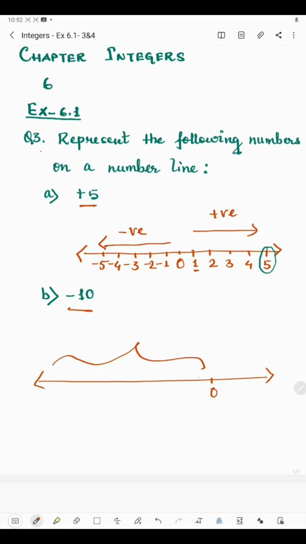So we'll start with -1, -2, -3, -4, -5, -6, -7, -8, -9 and -10. And the right side of 0 is all positive, so 1, 2, 3 and so on. So where is -10 on the number line? Here it is on the left side of 0, right? Now coming to the next part.